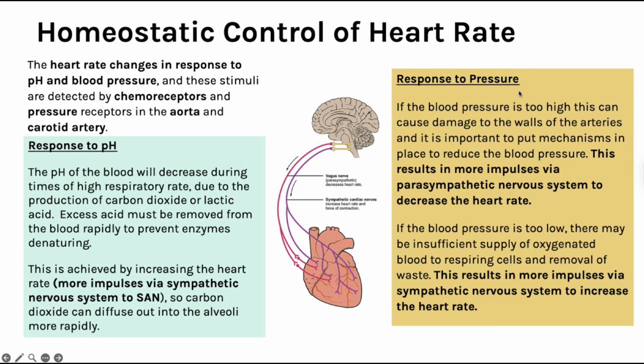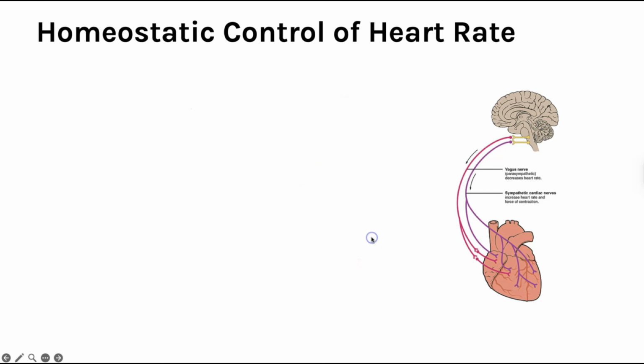The response to pressure: if the blood pressure is too high, this can cause damage to the walls of the arteries, and it's important that mechanisms are put in place to bring down that blood pressure to prevent that damage. And that results in more impulses via the parasympathetic nervous system to decrease the SAN firing, so the heart rate decreases. Now, if the blood pressure is too low, there may be insufficient supply of oxygenated blood to respiring cells. So in that case, we'd have more impulses via the sympathetic nervous system to increase the heart rate to bring the blood pressure up.